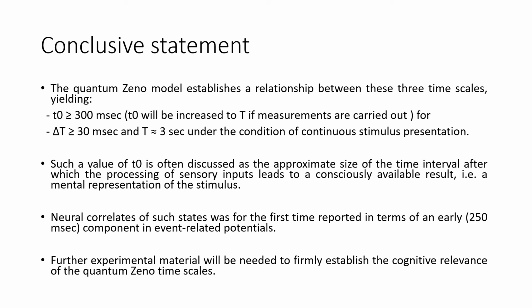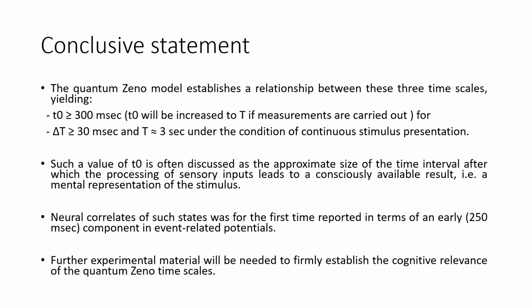The conclusive statement in this experiment, after skipping many calculations, is that the quantum Zeno model establishes a relationship between these three time scales, that is delta t, T and T naught, where T naught will come out to be 300 milliseconds. T naught will be increased to T if measurements are carried out. For delta t greater than 30 milliseconds, which was taken as 30 milliseconds as previously discussed, T is equal to 3 seconds under the condition of continuous stimulus presentation.